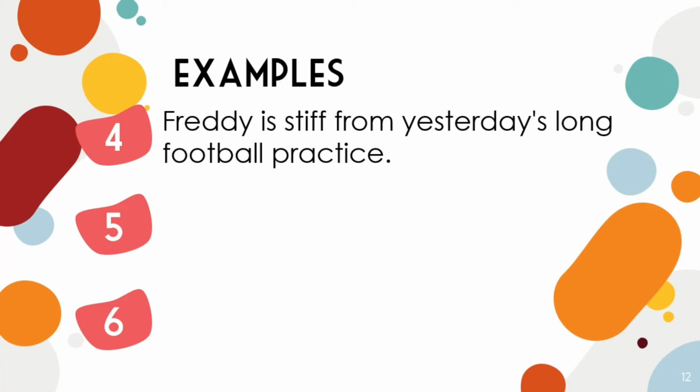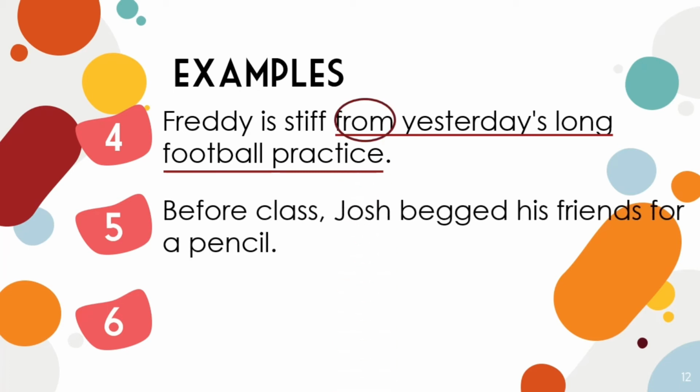In this example, how did Freddie get stiff? From yesterday's long football practice. So it means from yesterday's long football practice is the prepositional phrase. We have also the preposition here which is from. Fifth example: Before class, Josh begged his friends for a pencil. In this example, when did Josh do his begging? Before class. So it means before class is the prepositional phrase and before is our preposition.